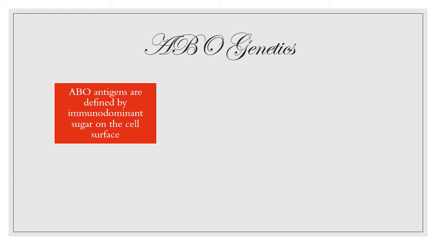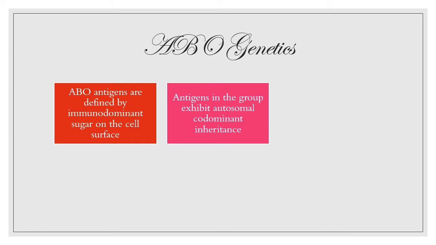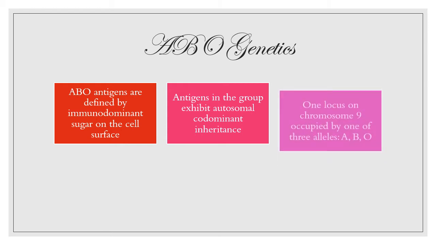All right, so ABO antigens are defined by what's called immunodominant sugars on the cell surface. You're going to hear that term come up, and then you're going to want to know what the sugar is. The antigens in the group exhibit autosomal codominant inheritance. That means you get A and B together. They have the same influence, so together you would have an AB. One is not more important than the next.